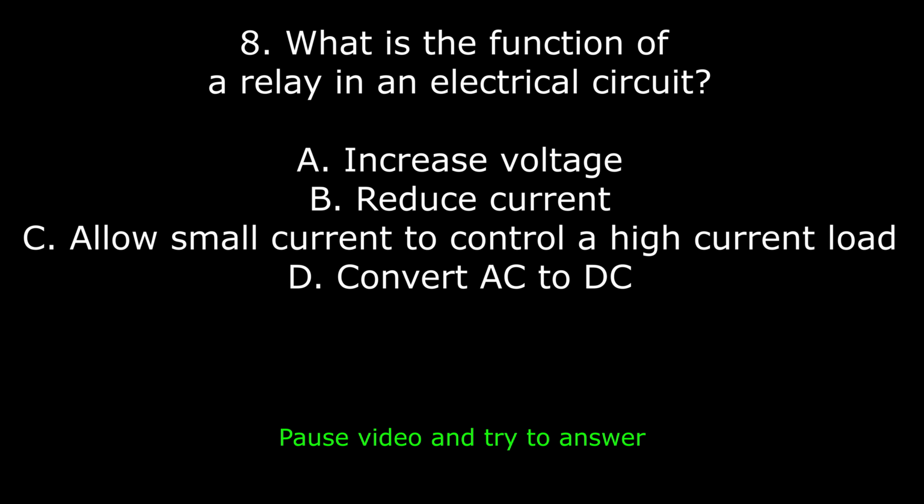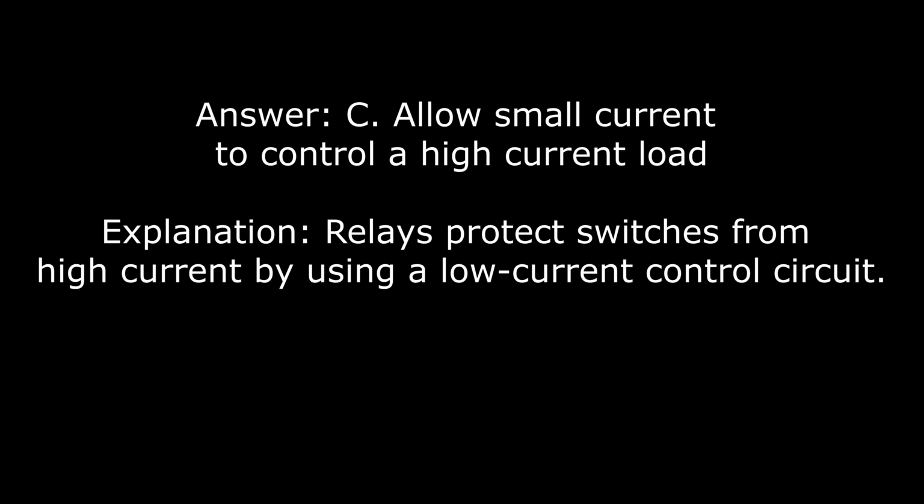8. What is the function of a relay in an electrical circuit? A, increase voltage. B, reduce current. C, allows small current to control a high current load. Or D, convert AC to DC? Answer: C. Allow small current to control a high current load. Explanation: relays protect switches from high current by using a low current control circuit.